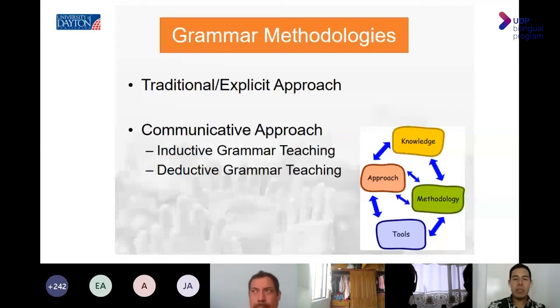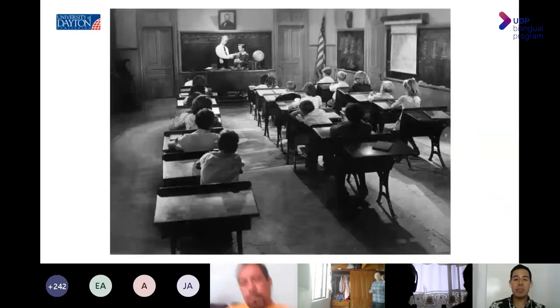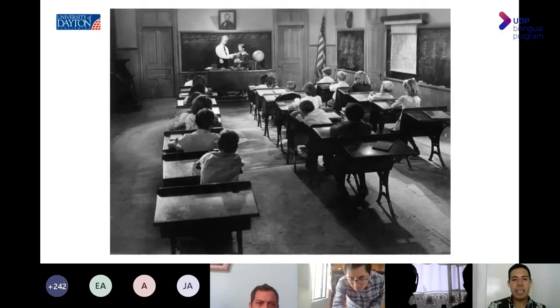And then I would like to ask somebody to help me describe this picture. Describe it not only in what we obviously can see, but what it represents. It represents a traditional classroom. And I would like somebody to participate telling us what are some of the characteristics of the typical traditional classroom.